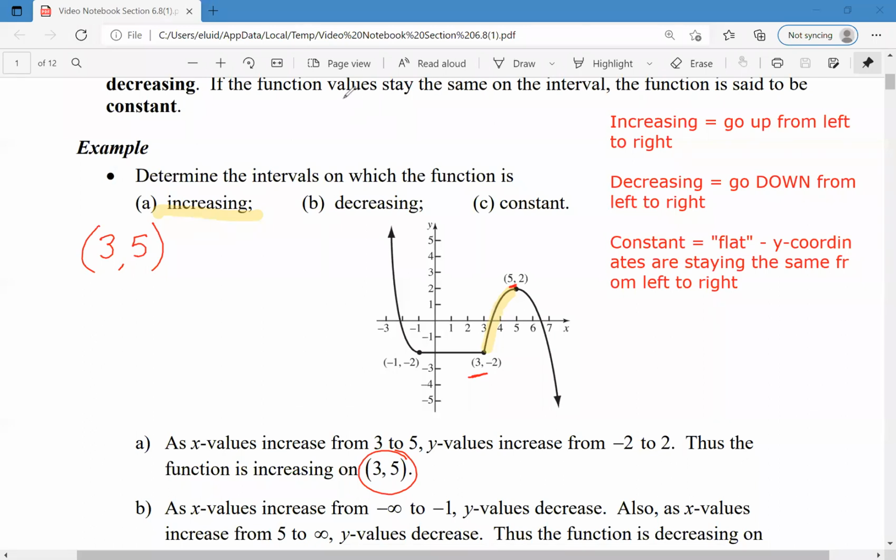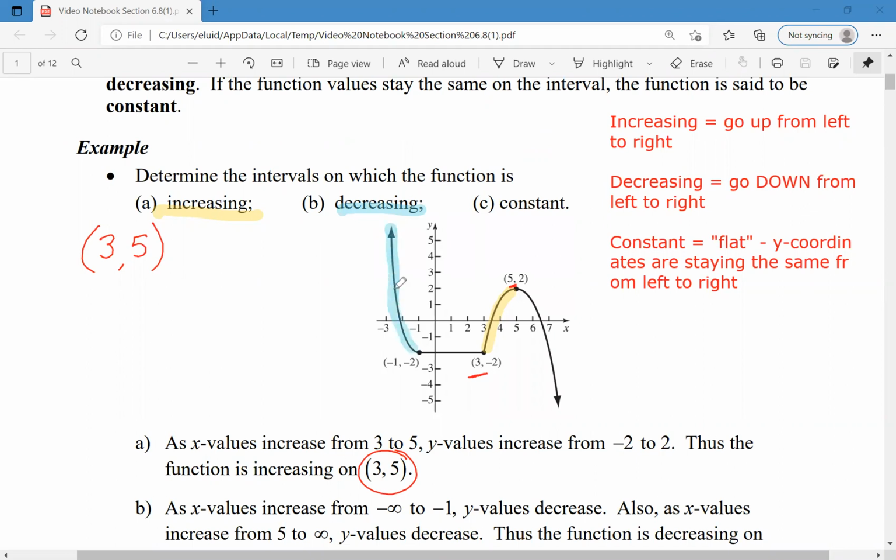Okay, let's try decreasing now. Where is the graph decreasing? I'm going to use a blue color here. So I'm going to color or highlight the pieces of the graph where it's going down from left to right. It's actually starting on this sort of left-hand piece here.